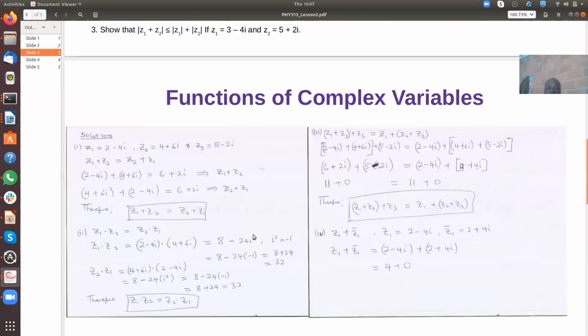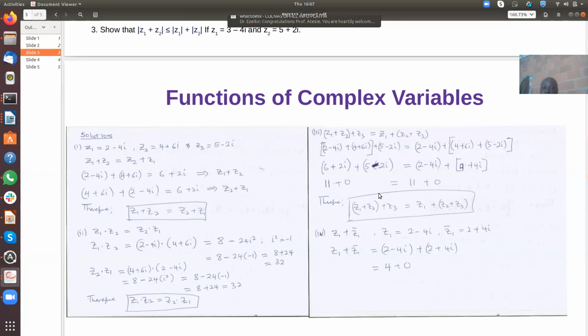Like I said, these are the solutions of those problems. For the first one, you have this. When z1 is equal to 2 plus 4i, z2 and z3, by the time you perform the operation on them, you will see that z1 plus z2 is the same as the result of adding z2 plus what? z1. The same thing when you multiply them, their result is going to be the same. Likewise, when you try to perform a distributive law on them, you have something like this.